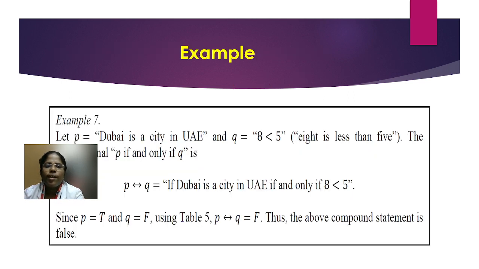So we will have one example. If P represents Dubai is a city in UAE and Q represents 8 less than 5, the biconditional P if and only if Q is: Dubai is a city in UAE if and only if 8 less than 5. What result will you get? Here, Dubai is a city in UAE is a true statement.